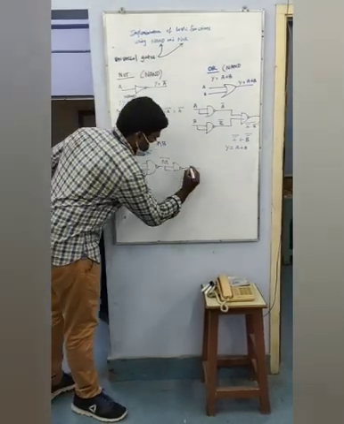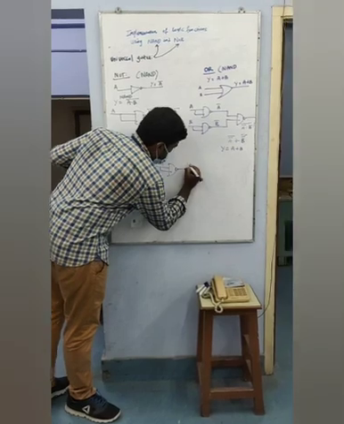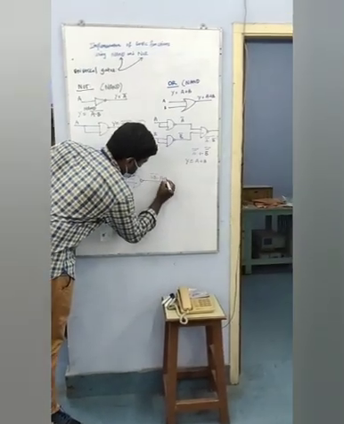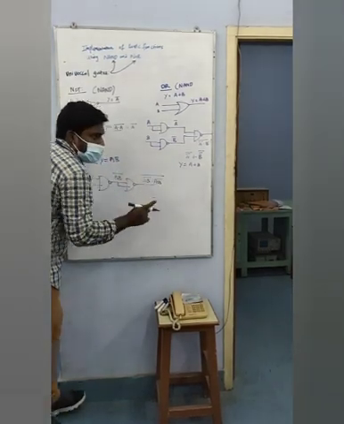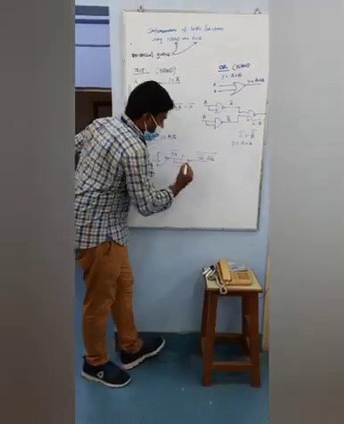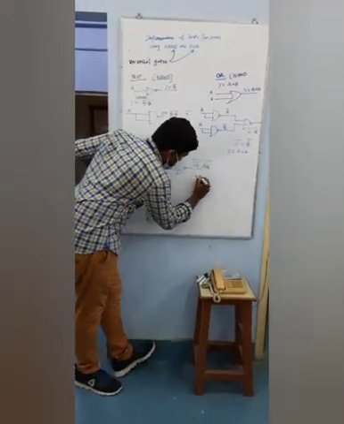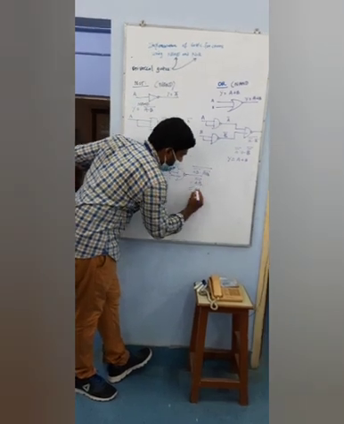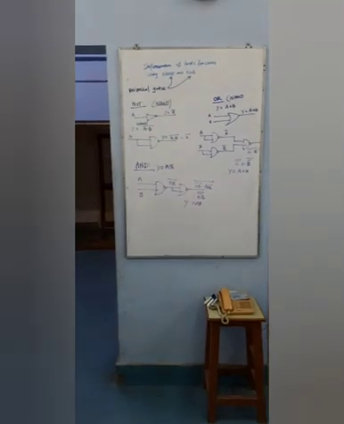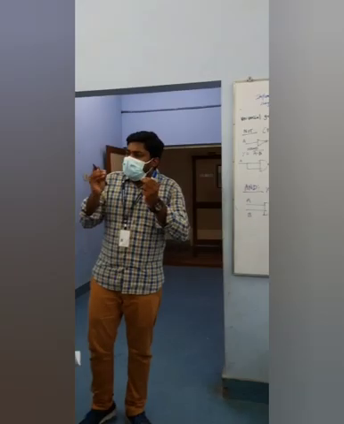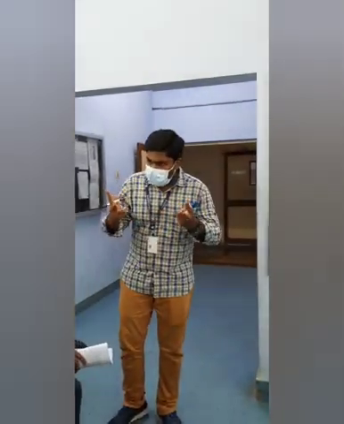What do you get? AB the whole bar into AB the whole bar, the whole bar. What is that? AB bar into AB bar is AB bar. Right. So it is equal to AB bar bar. What is complement of complement? AB. So I obtained my AND gate. So here I have achieved my AND gate using 2 NAND gates.